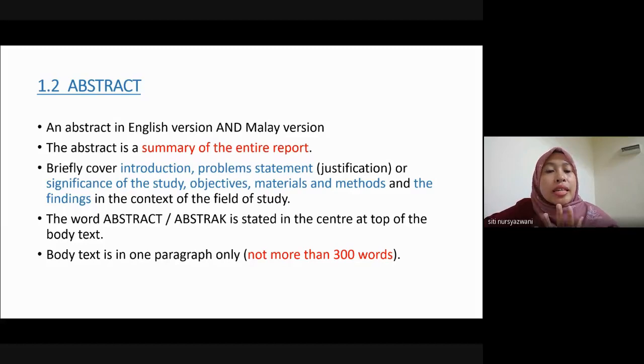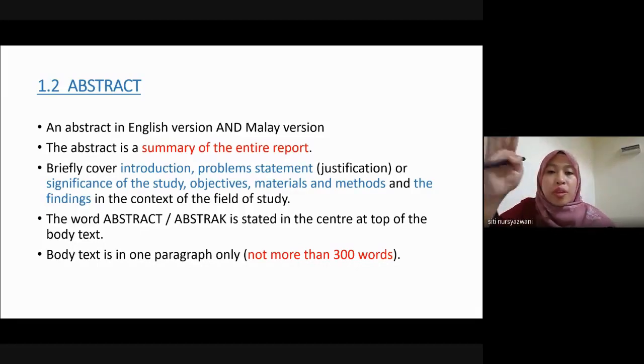Okay, and this abstract must include introduction, you punya problem statement ataupun your justification, significance of your study, objective, materials and method, and also your findings. Okay, so you need to be concise, you need to summarize all in one paragraph.